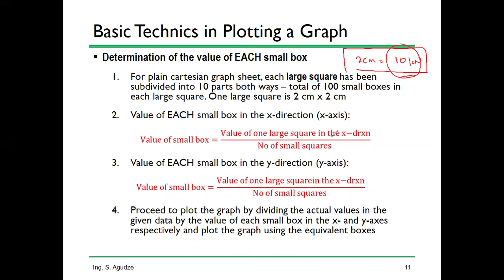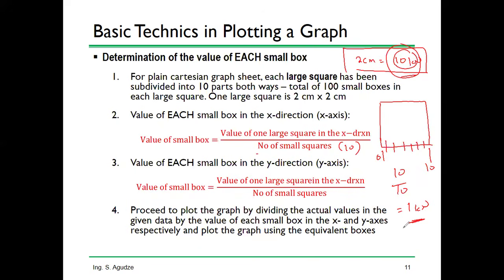So how do we know the value of each box? This 10 kilonewton is given to every large box. Okay? If this is 0, the next point is 10. So this subdivision of 10, what is the value of each of these small subdivisions? It's simple. You take this scale value, or the interval, and you divide by 10. The number of small squares will remain 10. Is that right? So take that value and divide by 10. So 10 over 10 will give us 1. So it means that each small box is 1 kilonewton.